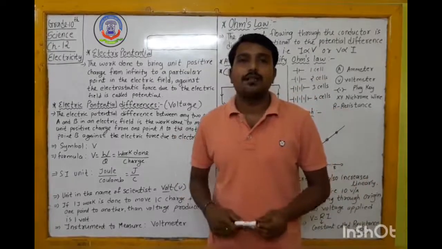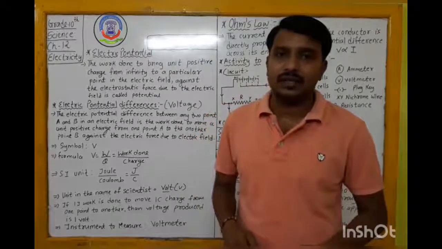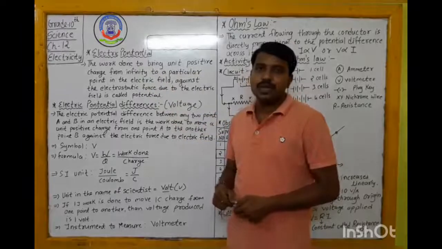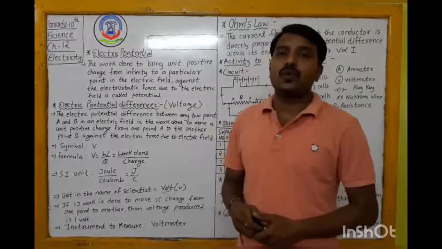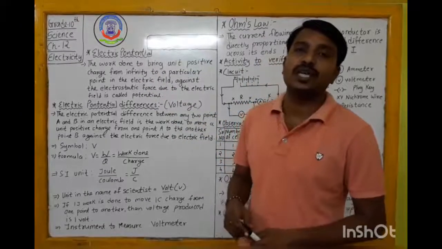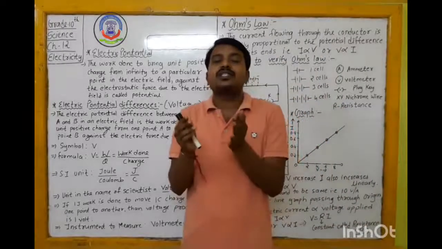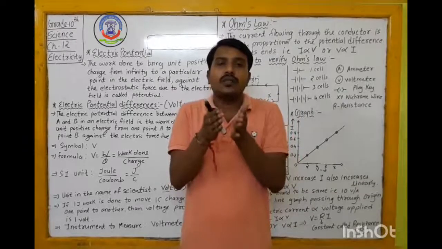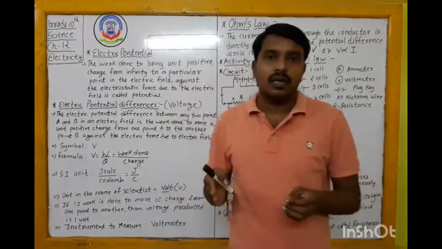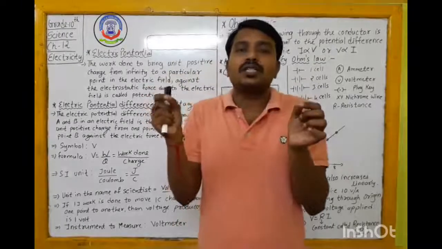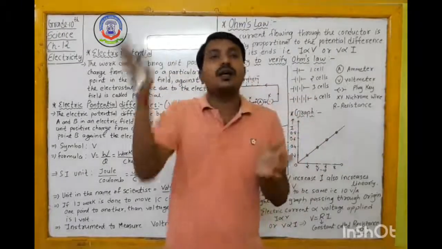Today, we are going to start part 2 of chapter 12, electricity. In this part, we are going to learn about the electric potential. As you know, the electric current flowing through the circuit is due to the motion of the electric charge flowing through the circuit. That electric charge is passing from one terminal of the battery to the other terminal. That means across the 2 points of the battery, the charge is flowing from one end to the other end.